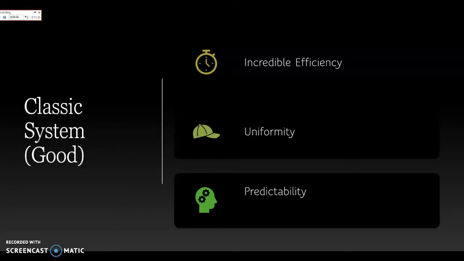The classical system may not be best for all businesses, but for businesses like McDonald's, Ford, and many others that need quality and predictability, it works very well. Can you think of some other businesses that would benefit from the classical approach to business?